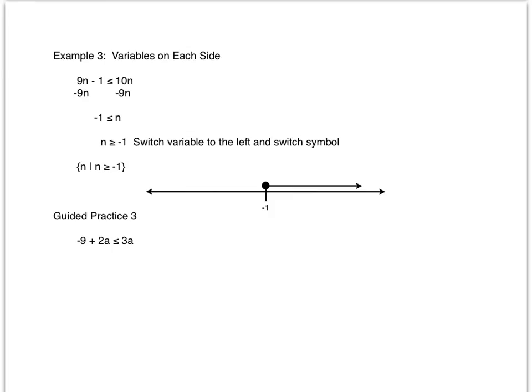In example number 3, we'll have variables on each side of the inequality. This example, 9n minus 1 is less than or equal to 10n. Keep in mind that we need to get our variables on the same side, so let's subtract 9n from both sides, and we end up with negative 1 less than or equal to n. We're going to switch our variable to the left, though, and switch our symbol, so it is n is greater than or equal to negative 1, or all numbers n such that n is greater than or equal to negative 1. This would be the appropriate answer.